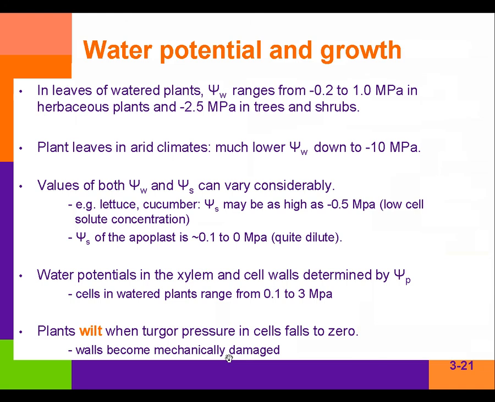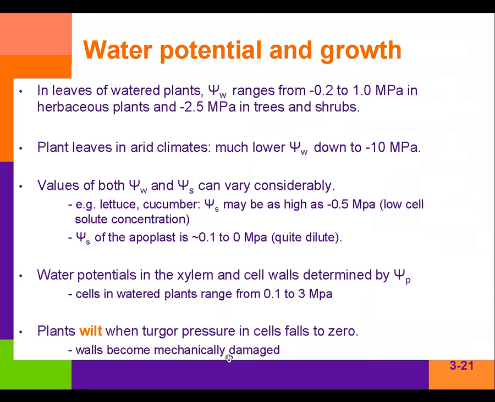In herbaceous plants and small grasses, water potential in the leaves is generally between negative 0.2 and negative 1. In trees and shrubs, it's on average around negative 0.25. They require a lower water potential in the leaves because they need a greater gradient of water potential to drag water up from the roots. But we'll go on to that in a later topic. Plants in arid climates, their water potential can get down to negative 10 in the leaves.